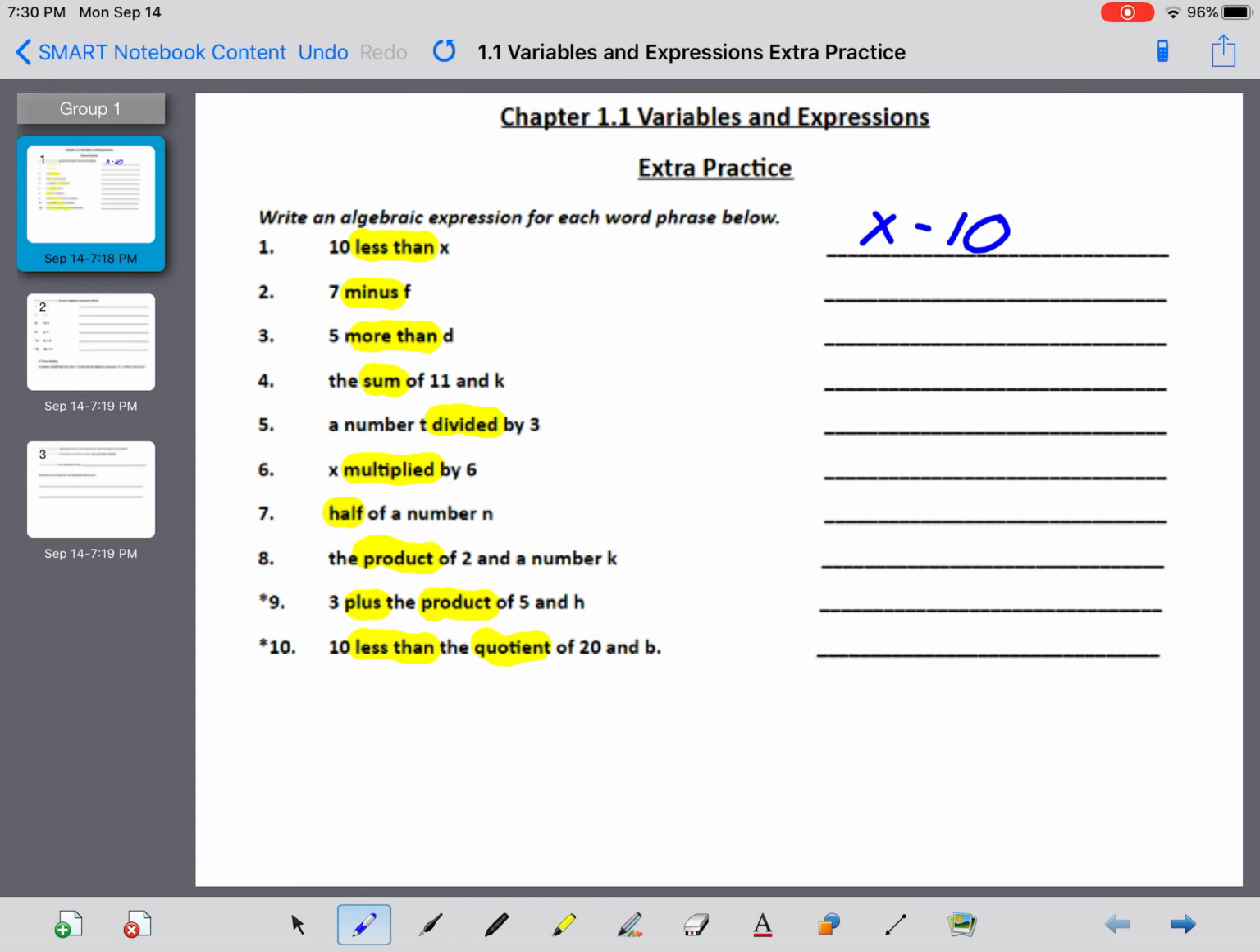Number 3 says 5 more than d. So that means we started out with d and we're adding 5 more. D plus 5. Number 5 says a number t divided by 3. Well, if we started with t divided by 3. Now, you could also write this as a fraction, and I'm going to put it on the side so we can see it a little better. T over 3.